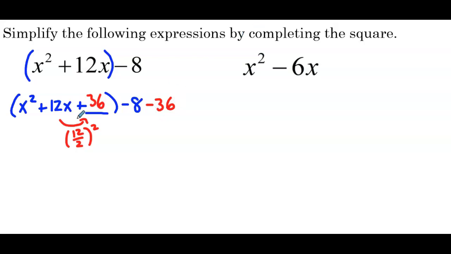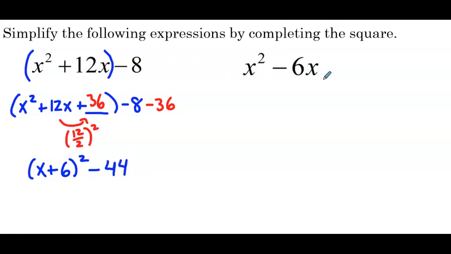By doing so, we can now factor the trinomial x squared plus 12x plus 36, and the factors would be (x plus 6) times (x plus 6), so (x plus 6) quantity squared, and then minus 44.